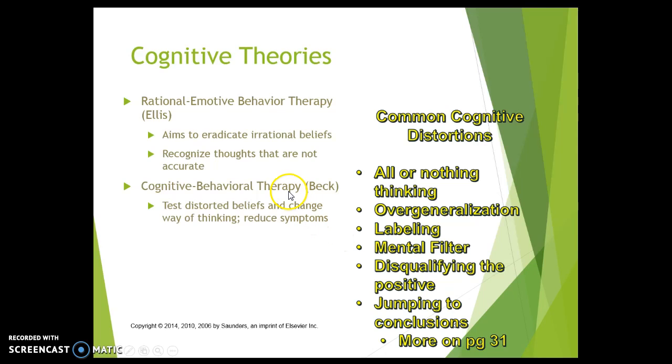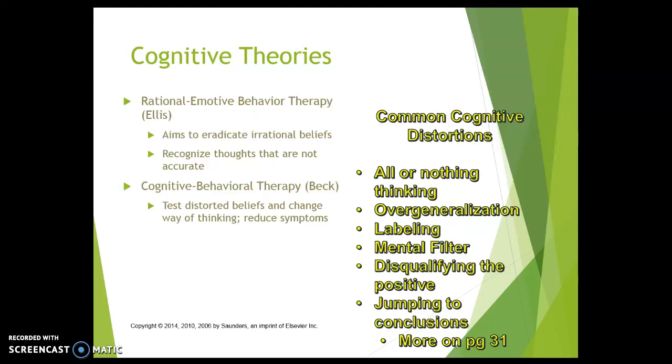You have rational emotive behavioral therapy. This aims to take away irrational beliefs, recognize thoughts that are not accurate. And then cognitive behavioral therapy, this is test distorted beliefs and change way of thinking to reduce the symptoms. So if you look on page 31, you'll have common cognitive distortions. These are going to be important for you to recognize. So cognitive distortions, meaning that that's not right. This is not rational.